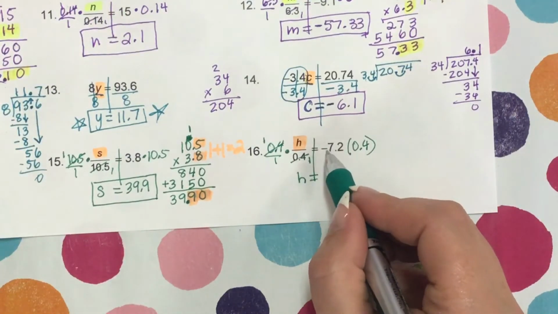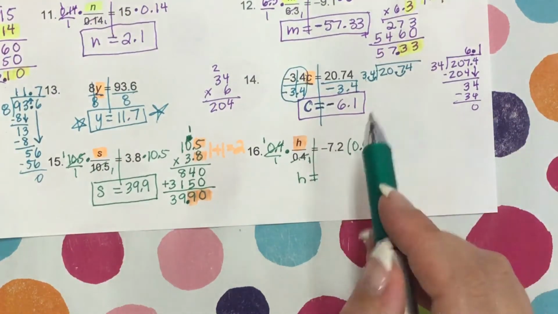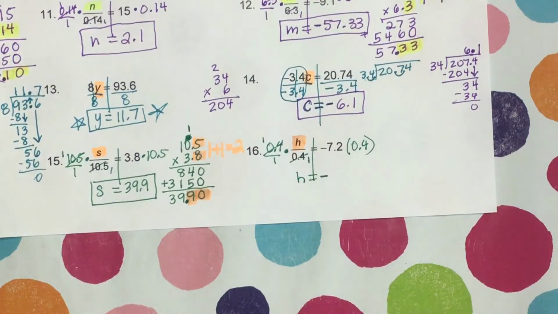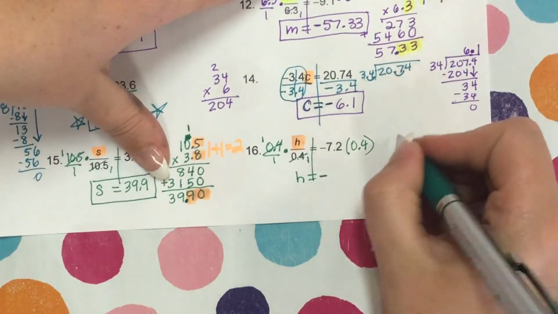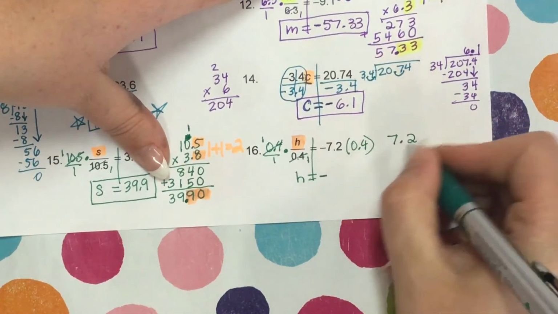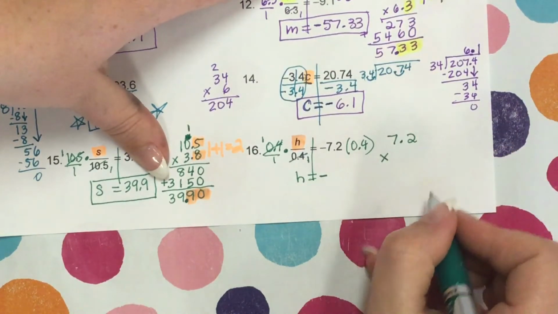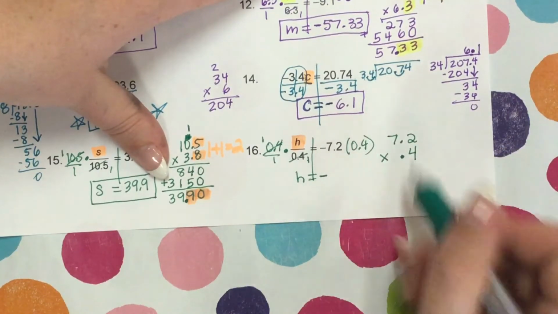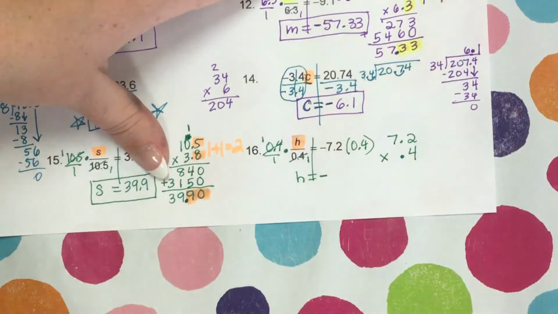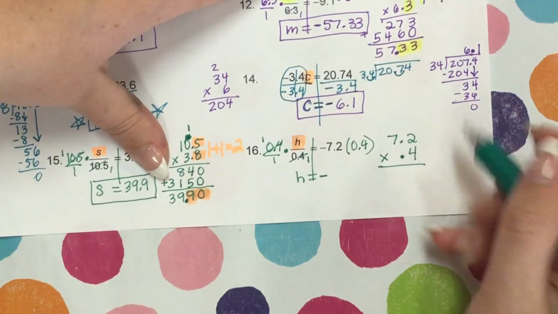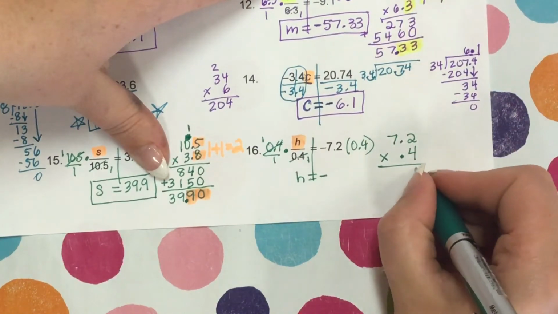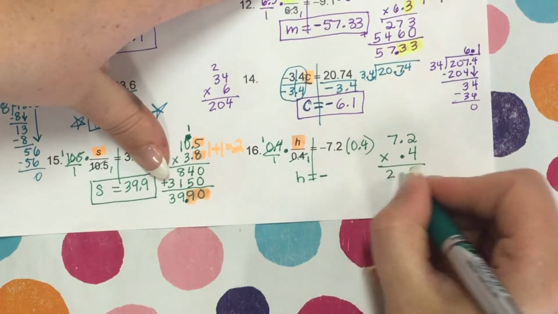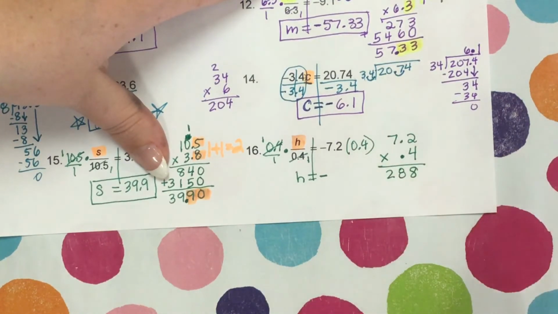But first, I see that there's a negative and there's a positive. So whenever you're doing multiplication and you have a negative times a positive, your answer is always going to be negative. So I'm just going to get that out of the way first. Now we just need to multiply these numbers. So I'm going to multiply 7.2 times 0.4. It's 0.4, but the 0 isn't needed, so I'm just going to leave it as .4 to keep things simple. And then I just do the multiplication. So we have 4 times 2, which is 8, and then 4 times 7, which is 28. And that's pretty much it.